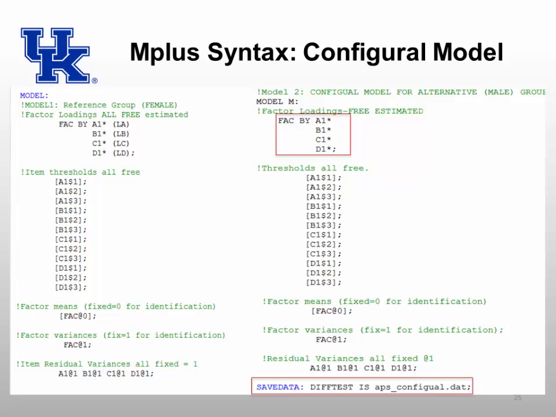Then one thing we need to do is save all these estimations for this configural model, save it as configural.dat. That is for later comparison. If you were doing this with ML estimation, this syntax would look drastically different, and it's too much for us to comment on right now. But just as a note, if you're trying to switch over to ML, there are a lot of things that would be dropped.